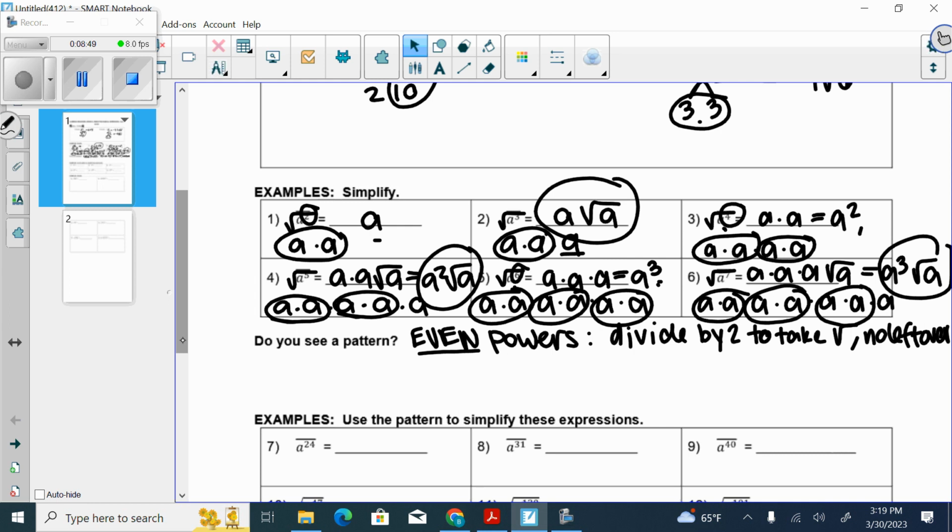All right. But for our odd powers, it's different, right? You guys said for our odd powers, we always had 1 left over. Okay, so this was the first one. We had 3. We got to bring out 1 and had 1 left over. Here, we had 5. We got to bring out 2 and we had 1 left over. Here we had 7. We got to bring out 3 and we had 1 left over. So how many is always going to be left over? 1. Okay, so there's always going to be 1 left over.